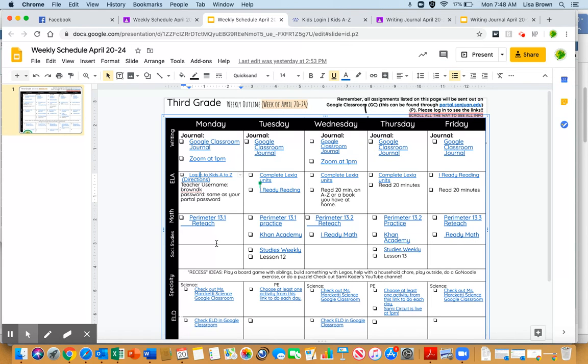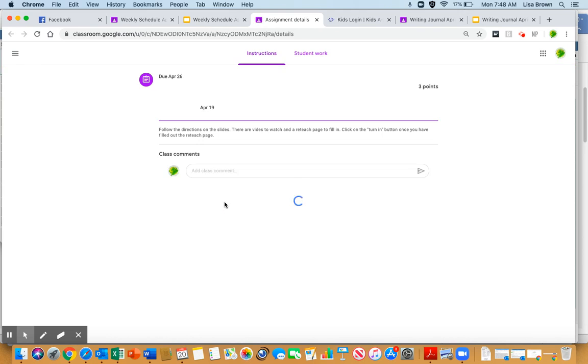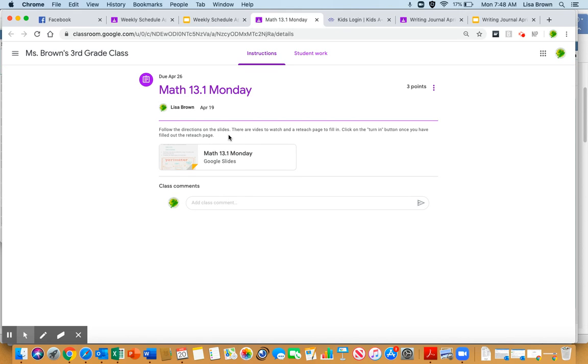All right, going back. Now this is more important for being something different. Under math, it says perimeter 13.1 reteach. I click on it and it gives me to my next assignment. Okay, there are directions again telling me to complete this. I click on the Google Slides.